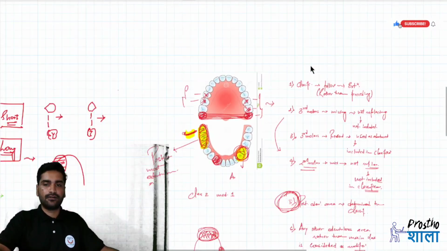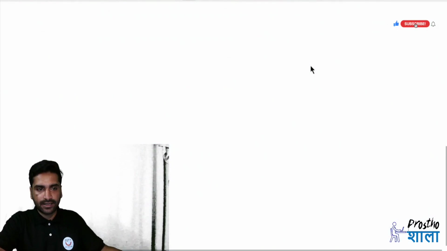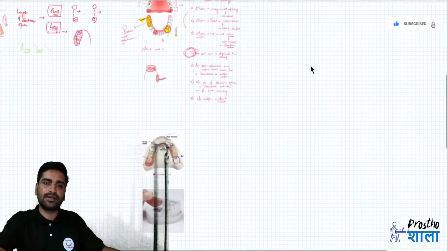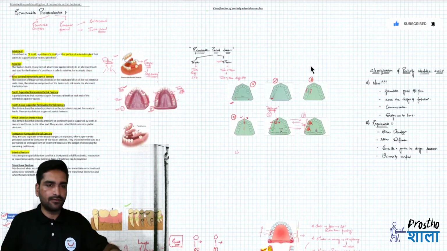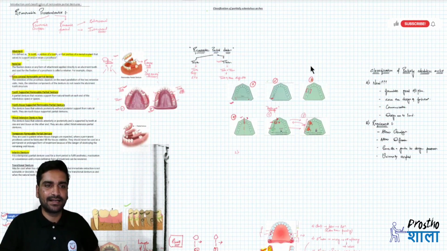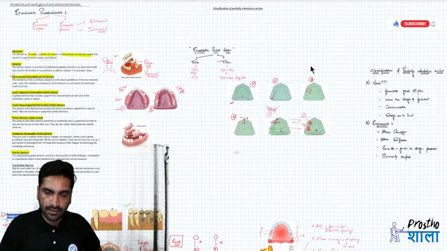So that was about the rules of Kennedy, the rules of Applegate, to determine the Kennedy's class of the partially edentulous arch, and this completes our first chapter regarding the introduction and classification of removable partial dentures.